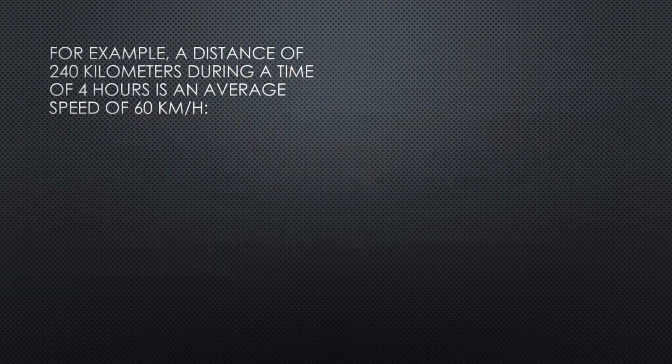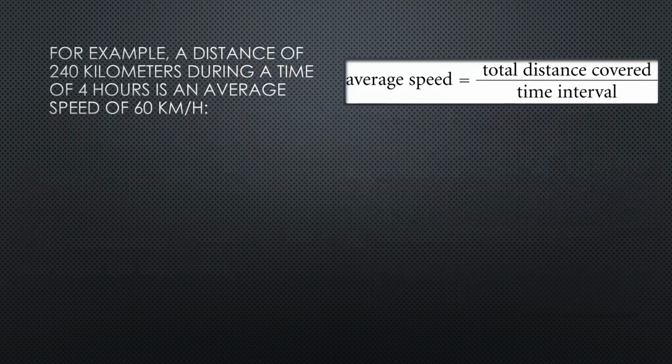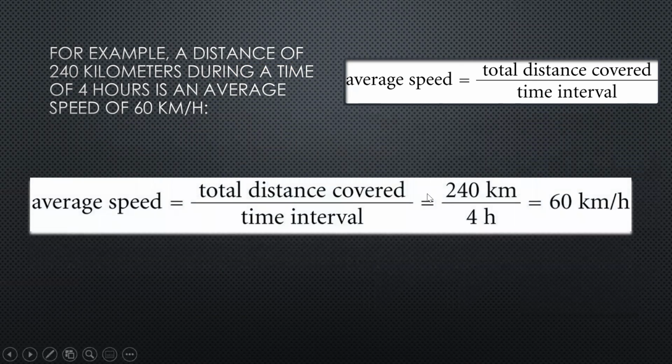Let's do a calculated example of average speed. Let's say you went 240 kilometers during a time of 4 hours. You had an average speed of 240 divided by 4, which gives you 60 kilometers per hour. So we take our formula for average speed, total distance covered divided by the time that passed, and you're simply plugging and chugging away.